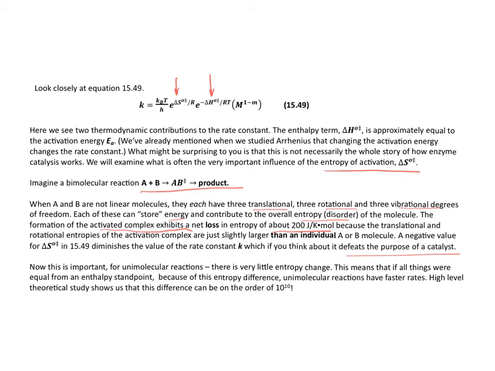Now, this is important, though. For unimolecular reactions, there's very little entropy change. If you just have a molecule that's converting itself into a new arrangement, the delta S isn't going to be very bad. This means that if all things were equal from an enthalpy standpoint, because of this entropy difference, unimolecular reactions have faster rates. High-level theoretical study shows us that this difference can be on the order of 10 to the 10th.